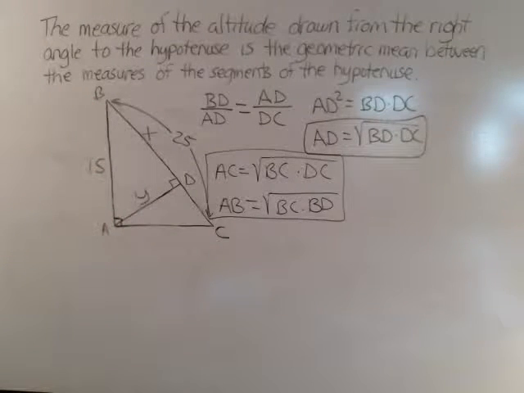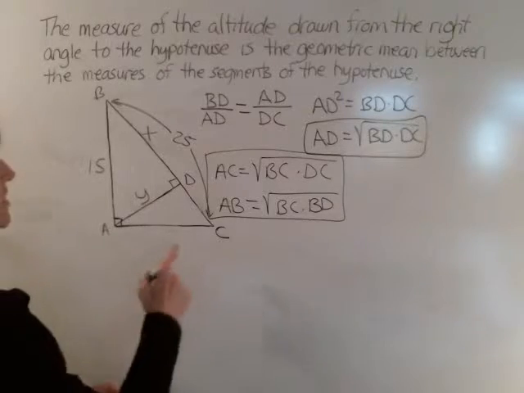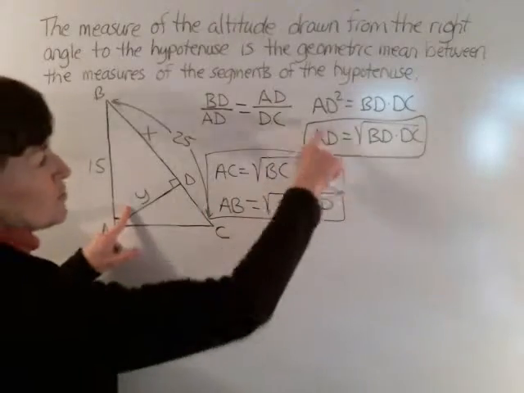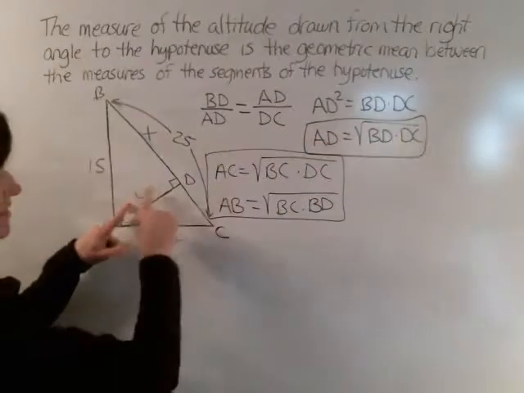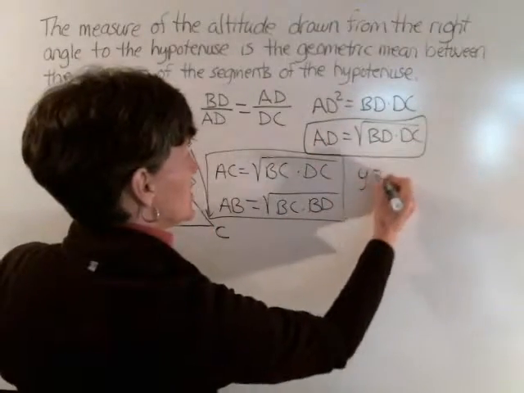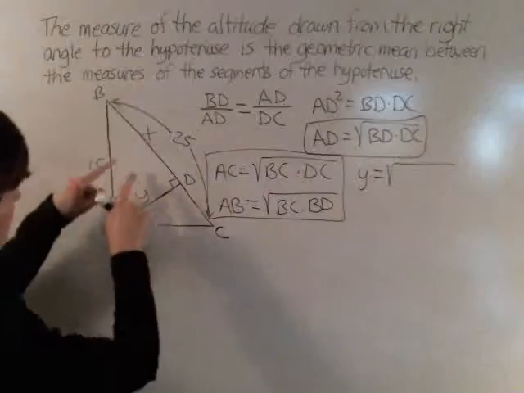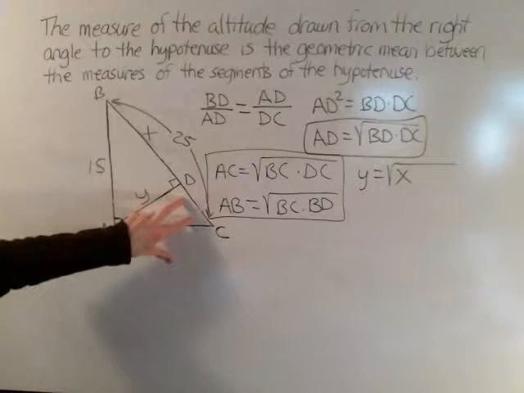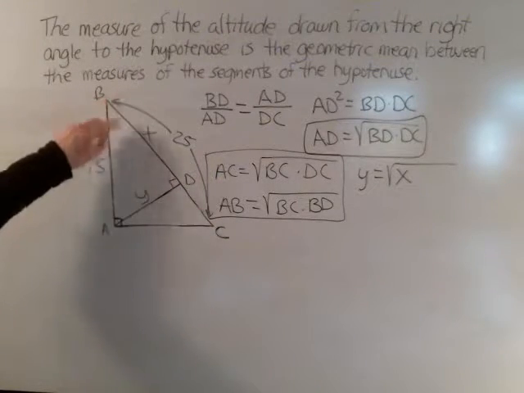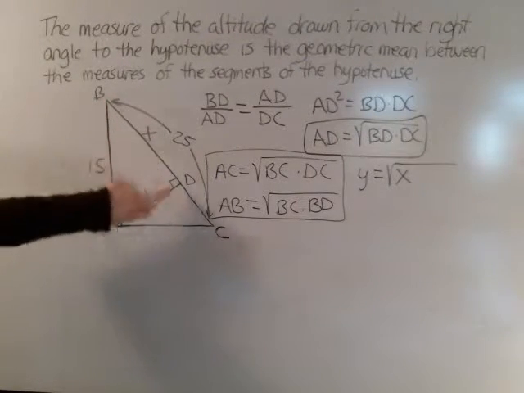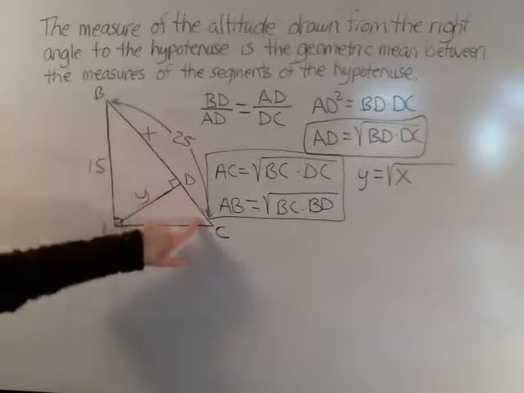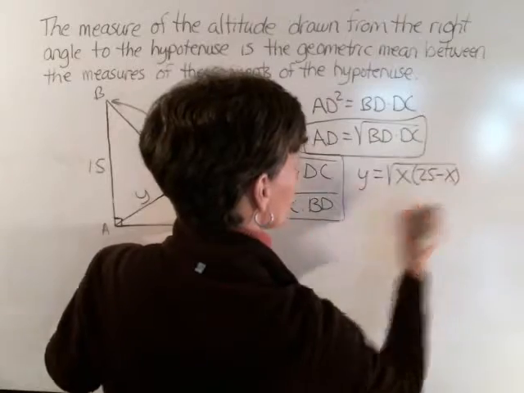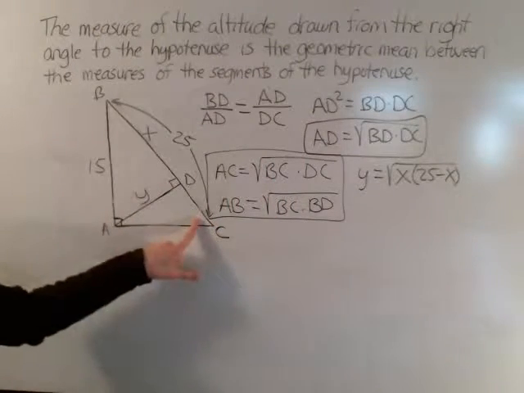Well, if I want to write equations to solve for X and Y, then first I'm going to write my equation for this first theorem up here, which would be this one. AD, which is Y, is equal to the square root of BD, which is X, times DC. Now I don't have DC labeled, but if this entire length is 25 and this much is X, then DC is going to be 25 minus X.